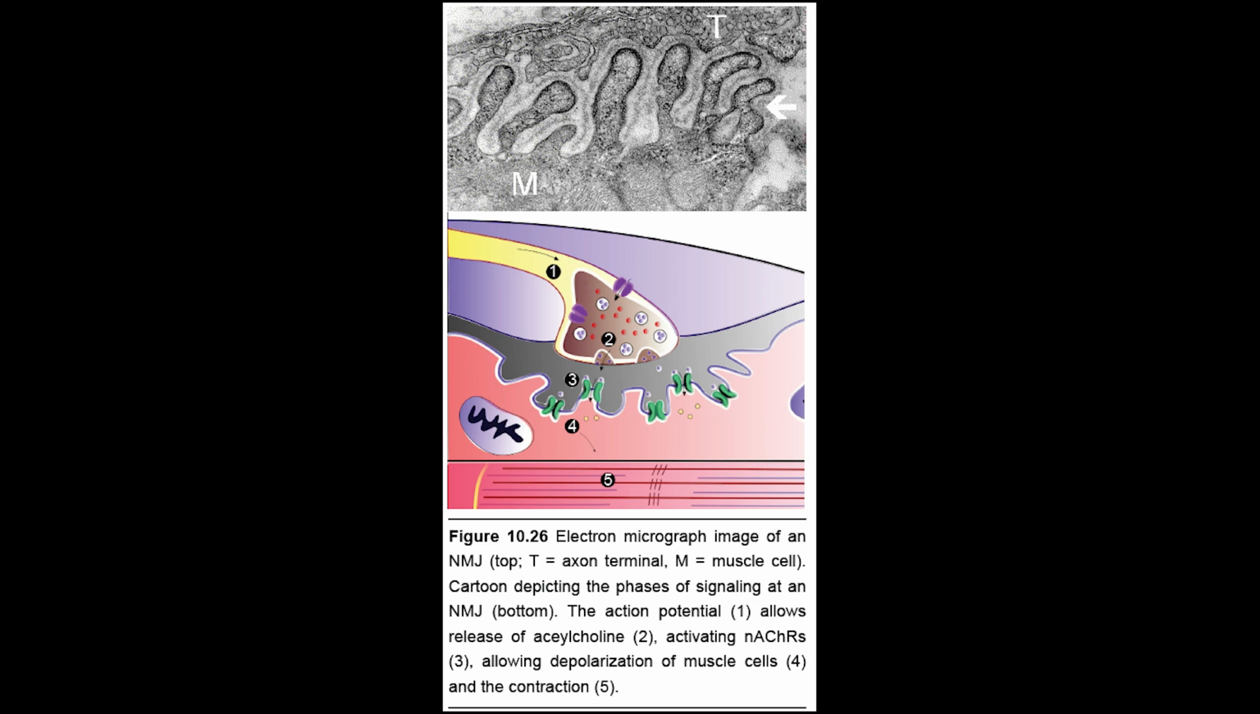10.4. The muscles. Neuromuscular junction, or NMJ. The signal from lower motor neurons communicate with the muscle at the neuromuscular junction, the NMJ.